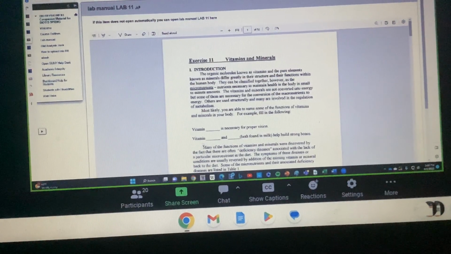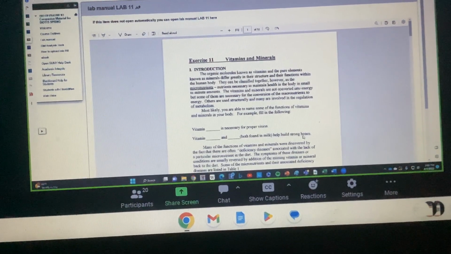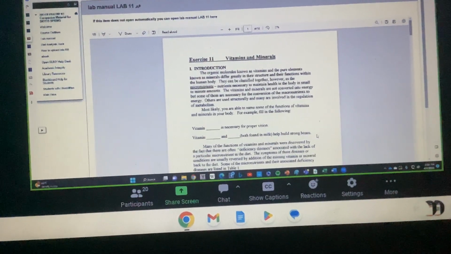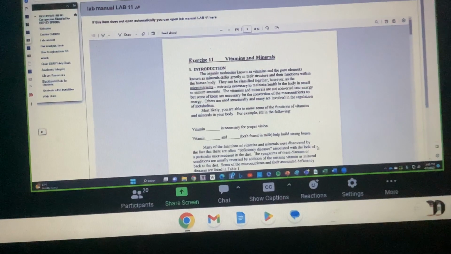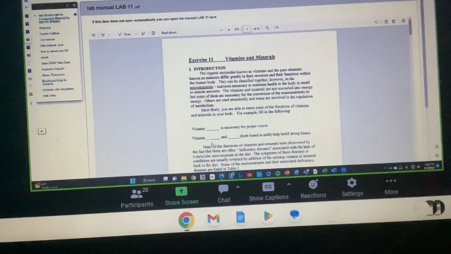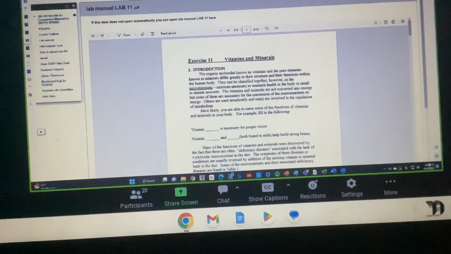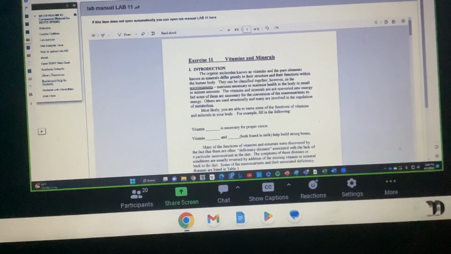Vitamin blank and blank, hint, one's a vitamin, one's a mineral. Both found in milk, hint, hint, helps build strong bones. Sounds like a dairy commercial. Calcium. Which one's it, though? Calcium. Thank you so much. That is correct, sir. Calcium. And what is the vitamin? D. D, correct. Very good. See, you guys are going to ace this.